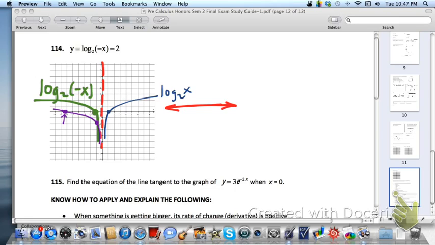But the x-intercept is when y equals 0. So when 0 is equal to the log base 2 of the opposite of x, minus 2. In other words, when the log base 2 of the opposite of x is equal to 2, 2 squared is 4, so 2 squared equals the opposite of x. So therefore x has to be negative 4. So I was wrong. It actually is at negative 4.